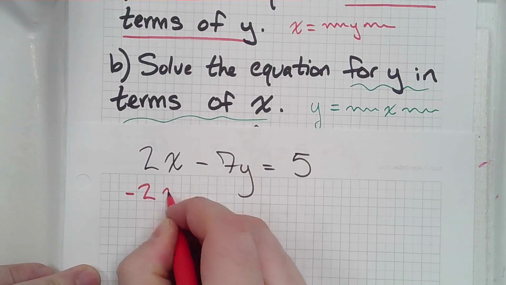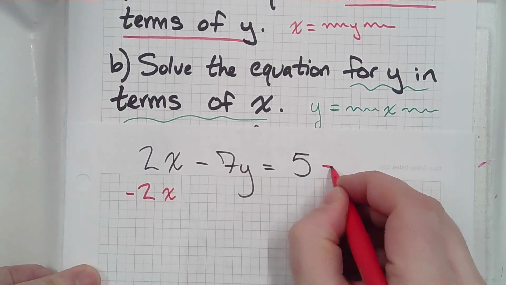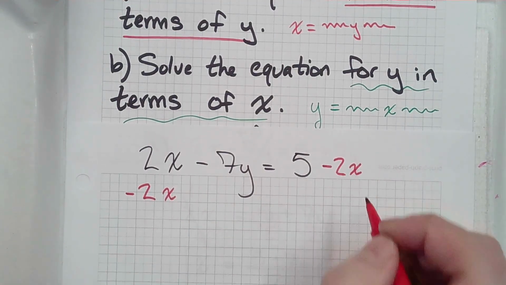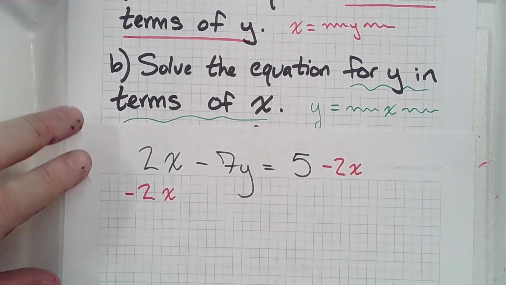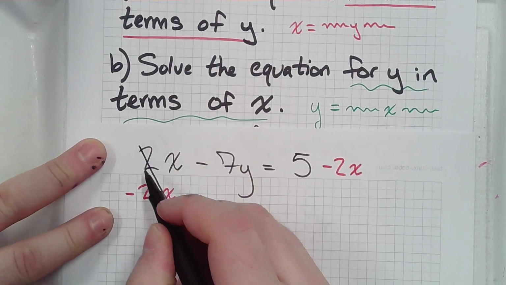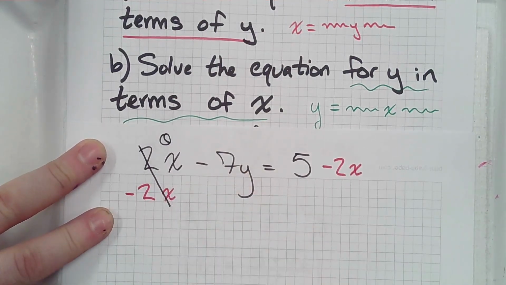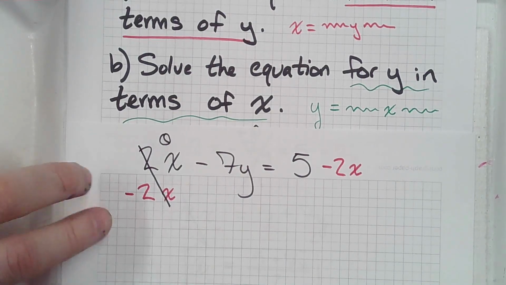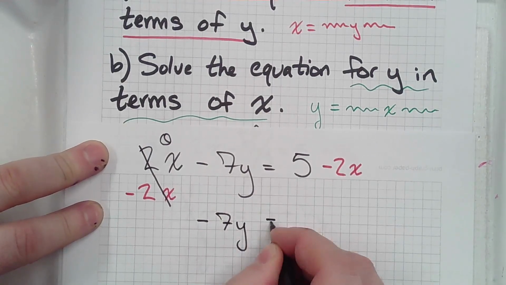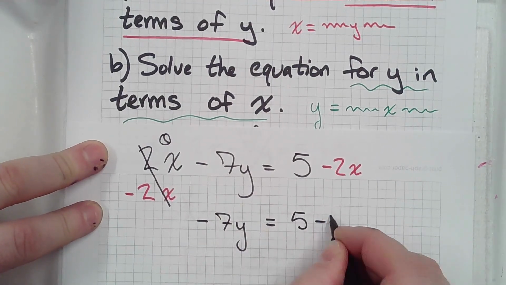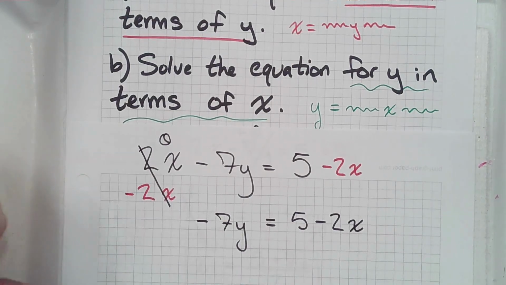So I'm going to subtract 2x this time. And of course, you have to do that to both sides so that you don't change the problem. That's the addition and subtraction property of equality. When I do this, anything minus itself is 0. And that's why I did it. Because now I have 0 minus 7y, which is just -7y. So now I have all my terms of y on one side and everything else on the other.